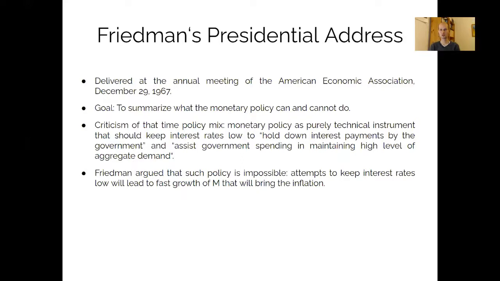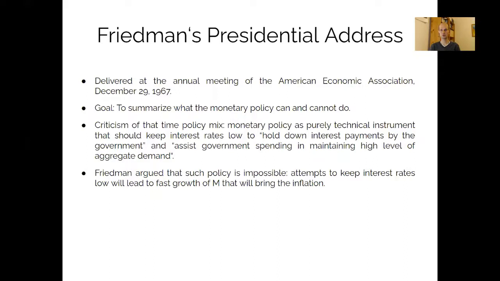He was very critical towards the policymakers of that time, who put the main focus on fiscal policies and considered long-term stable full employment as the main goal of economic policy, and used monetary policy as a purely technical instrument which should have kept the interest rates very low to hold down the interest payments by the government. That means to gradually increase the money supply so that the equilibrium on the money market is achieved with a relatively low interest rate.